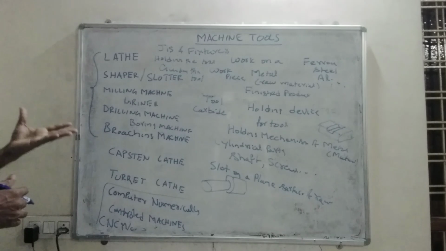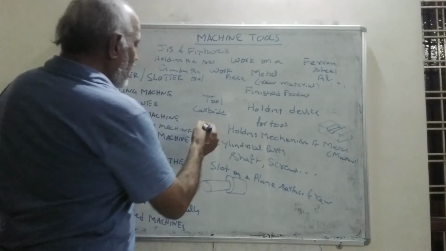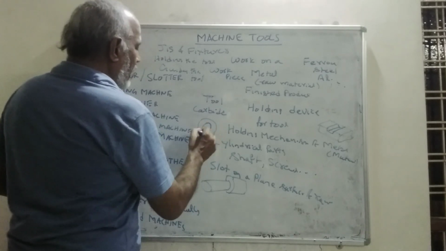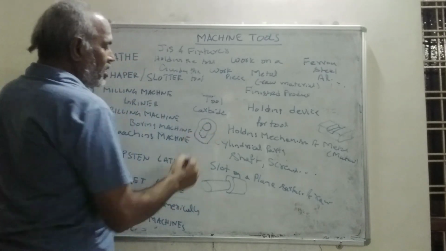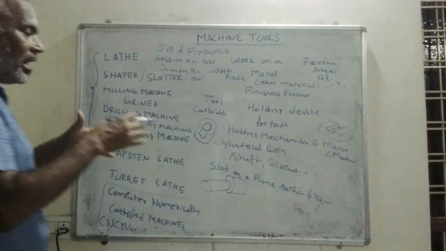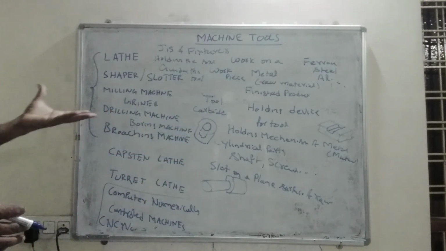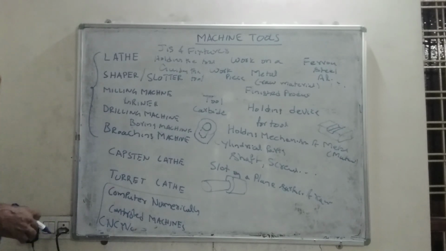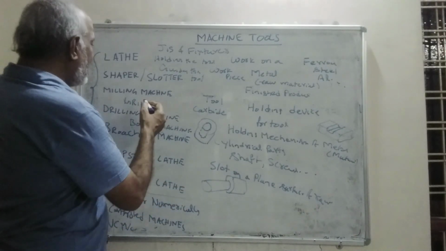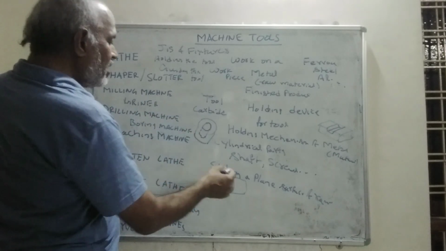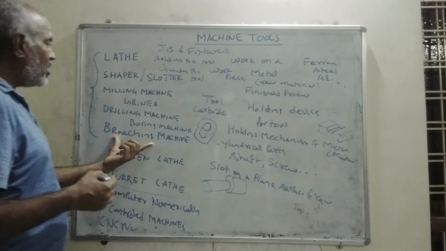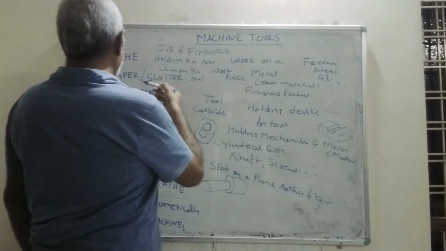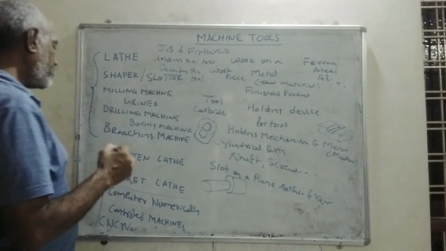And then boring machine. Now in the boring machine, you have already made some hole on the part. You want to enlarge this hole, so boring machines will do enlargement of holes. Broaching machine is also removing material from the finished products, for such type of shaper and milling products.